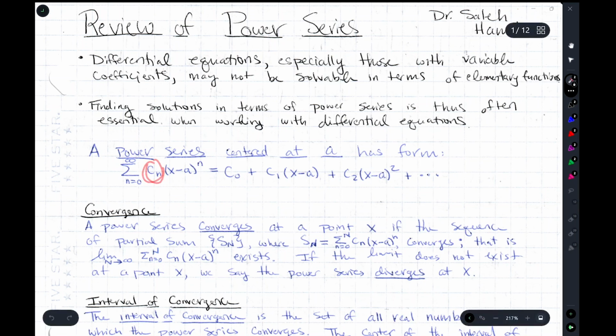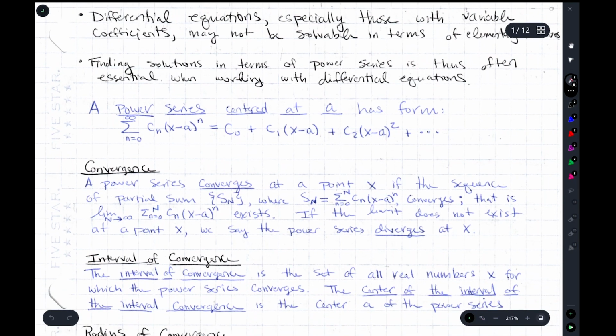This here is the nth coefficient to the term x minus a to the nth power, okay? So these are called the coefficients, and the center, notice the center shows up as this kind of shift of the variable that we're looking at, x. So that's what power series are. The infinite part there is very important to the definition. You could somewhat think about it as an infinite polynomial.